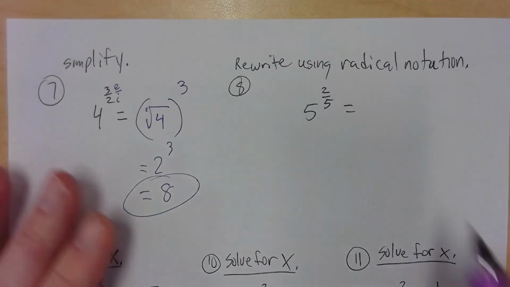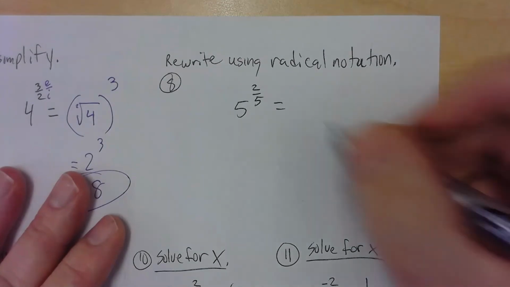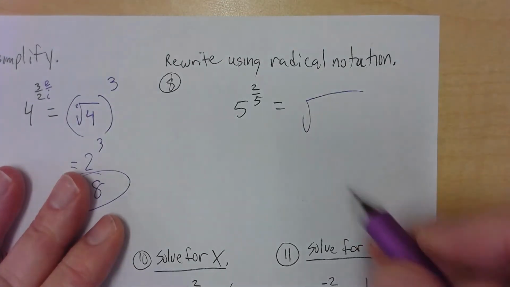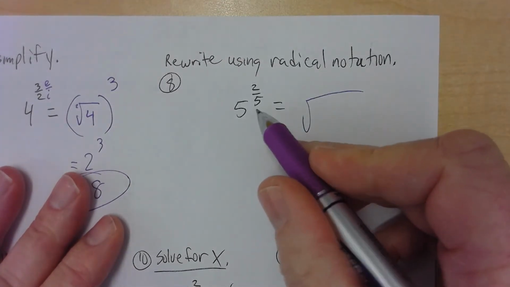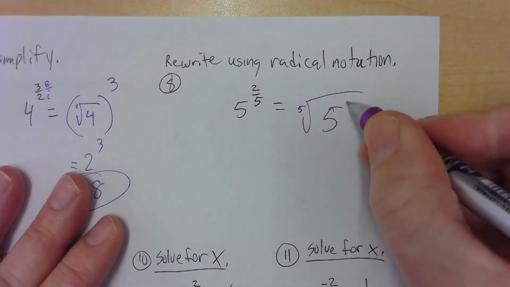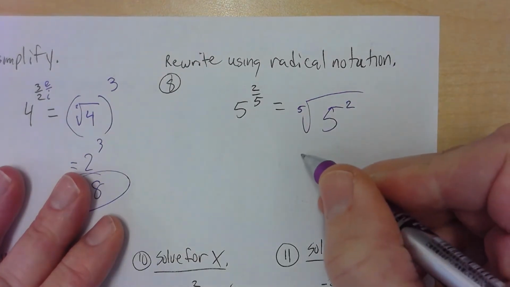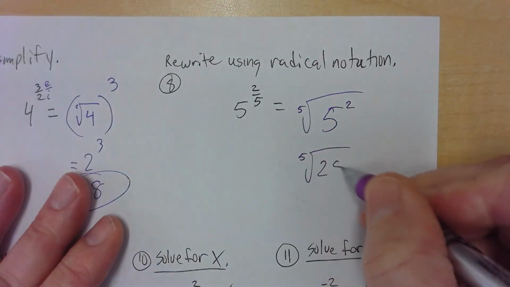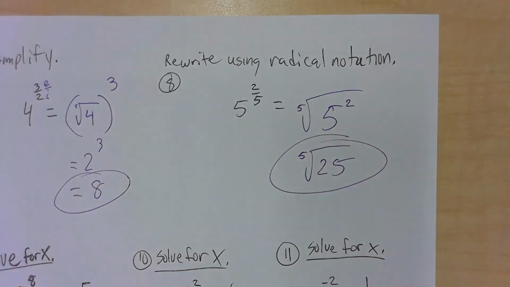Now we're supposed to write it out with the radical notation. So I make my radical symbol. And then that's the index, right? E-I-E-I-O. So there's the 5. There's a 5. And then we're raising it to the 2nd power. So I would say 5th root of 25. So that's the answer to that one.